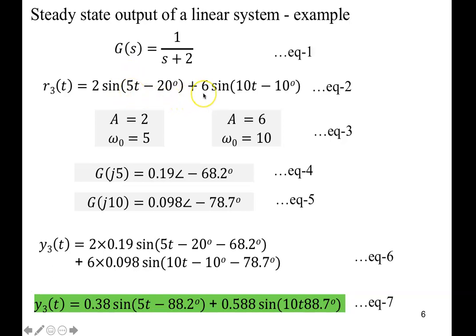The second part is 6. Amplitude is 6. Frequency is 10. Initial phase angle is minus 10. Now I have two frequencies. Which one am I going to use when I calculate magnitude and phase angle? The answer is we need to use both.